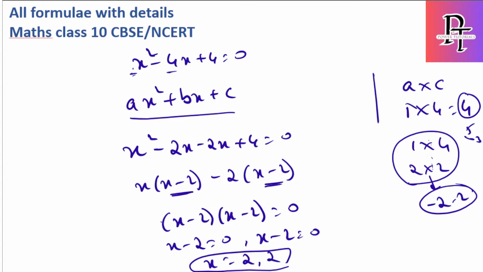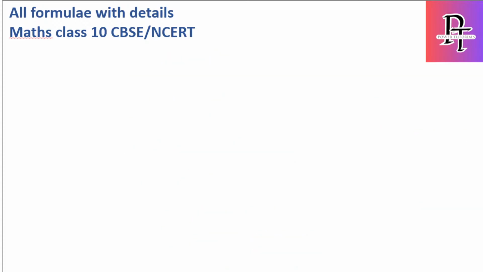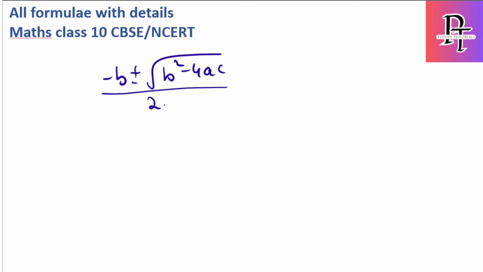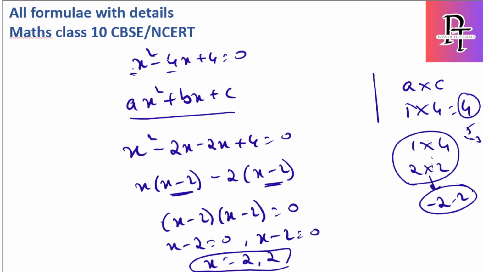Okay, let's solve using the quadratic formula, because in the question they can ask you in both ways, either solve using prime factorization method or solve using quadratic formula method. So let's solve the quadratic formula method as well. So it is minus b plus or minus root of b square minus 4ac by 2a. So it is minus b. Minus b means b value is minus 4 here.